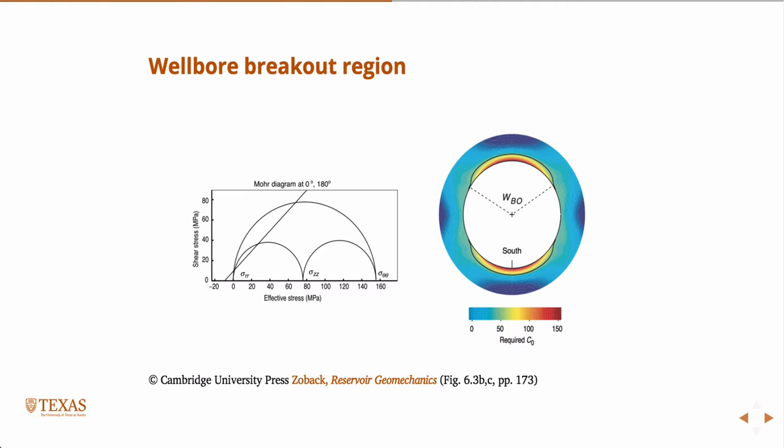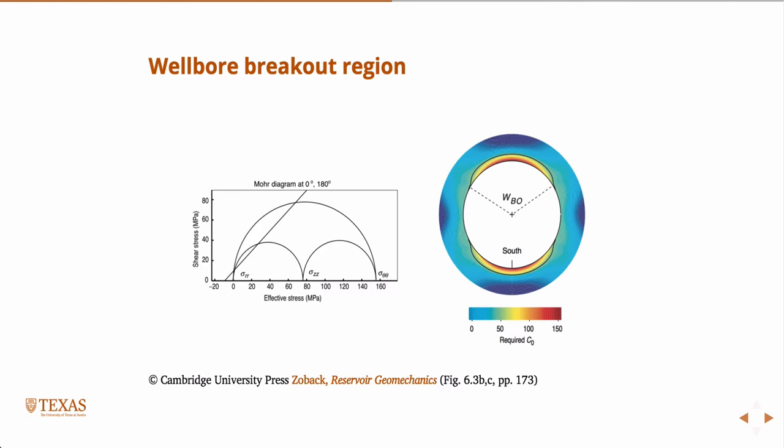So, in other words, if you don't want any breakouts in your wellbore at all, the maximum value out there is like 150. So the rock strength, the unconfined compressive strength of the rock, would have to be like 150 megapascal to not get any breakouts anywhere.